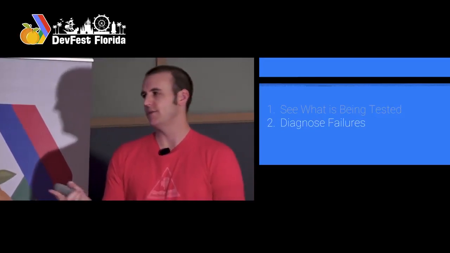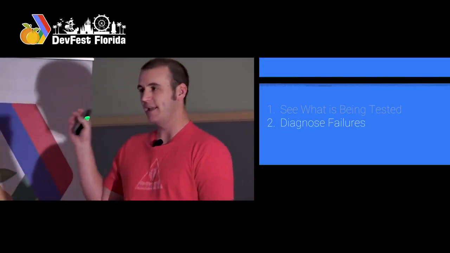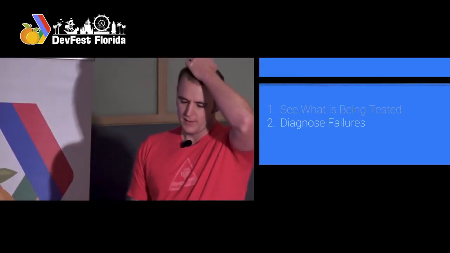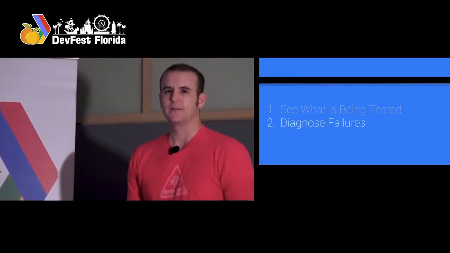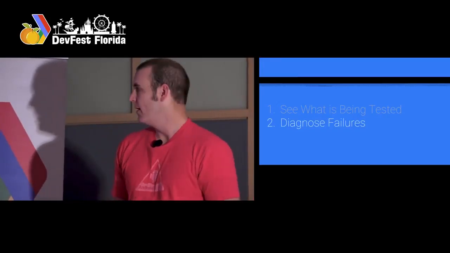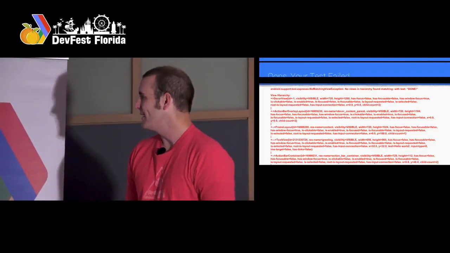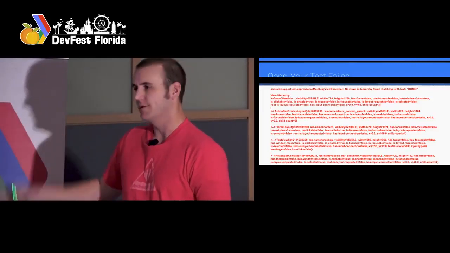Number 2 is diagnosing failures. Espresso testing, as I said, is easy when you write the code like that, but it's complex when you get into it. So trying to figure out why your Espresso test fails is very important, and screenshots can help you diagnose failures. Because just like before, when a test fails, you get more console output.